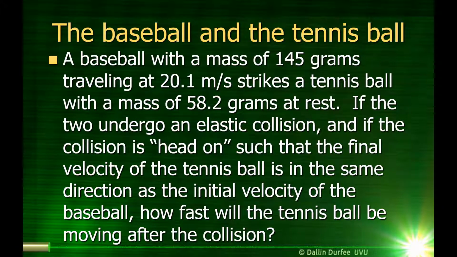So, for example, we can work a problem like this. A baseball with a mass of 145 grams traveling at 20.1 meters per second strikes a tennis ball with a mass of 58.2 grams at rest. If the two undergo an elastic collision, and if the collision is head-on, such that the final velocity of the tennis ball is in the same direction as the initial velocity of the baseball, how fast will the tennis ball be moving after the collision? So in this problem, the head-on collision means it's going to be a one-dimensional problem. We don't have to worry about vectors, which is nice. Also, the initial velocity of the tennis ball is 0. That's going to be helpful.